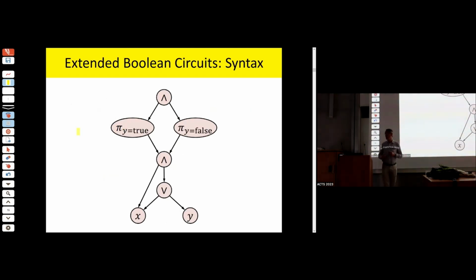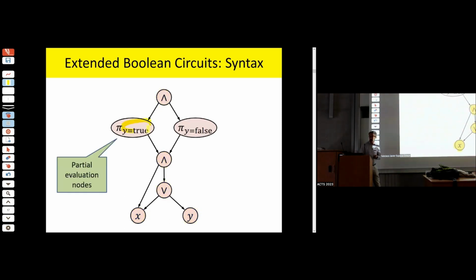The problem, let's call it extended Boolean circuits. So first, what is an extended Boolean circuit? It is a diagram like this one, where the leaves are going to be labeled with variables. It's going to be an acyclic diagram, and then you can have Boolean operators in the nodes. But you can also have these nodes, which are partial evaluation nodes. And to tell you what that means, let me just give you an example.